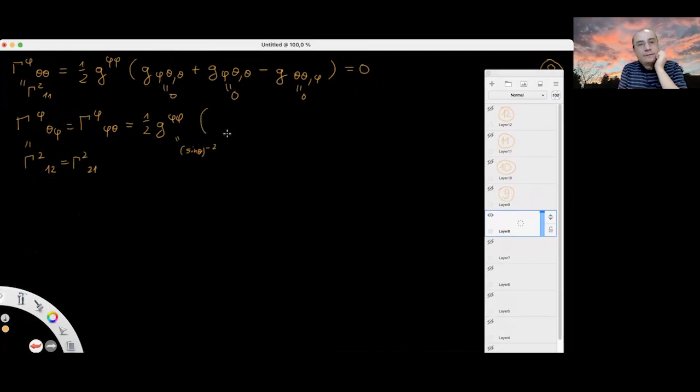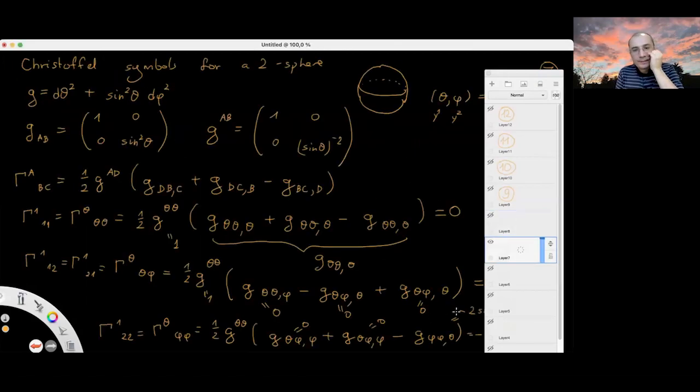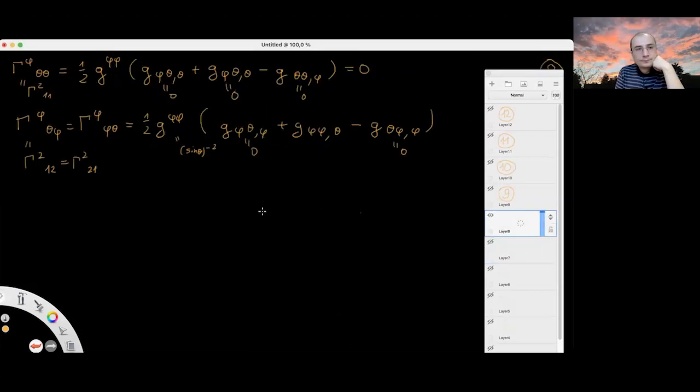And then in the brackets, we have g_φθ plus g_φθ minus g_θφ. This is 0, but g_φθ has potential for non-vanishing because this is again sine squared θ. So here we get 2 sine θ cos θ from the differentiation. And again, combining with this prefactor 1/2 sine θ to the power of minus 2, we get cosine θ over sine θ, which is cotangent θ.